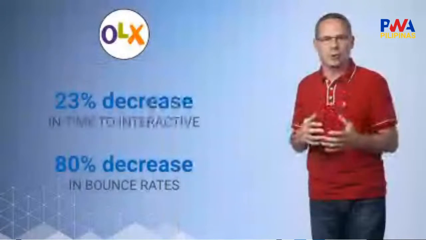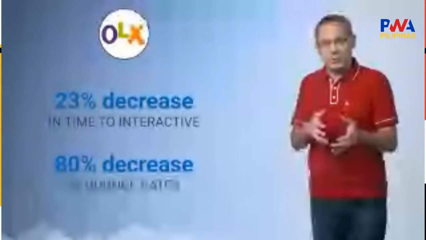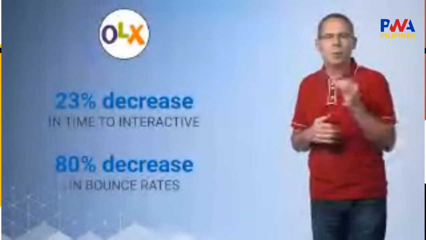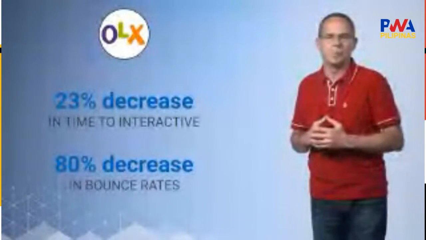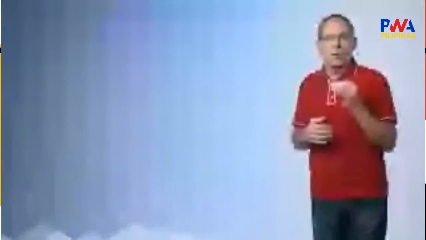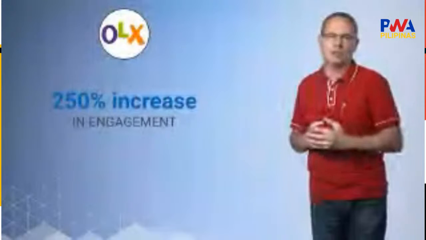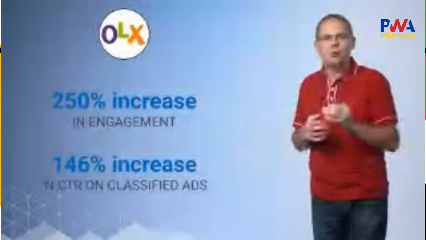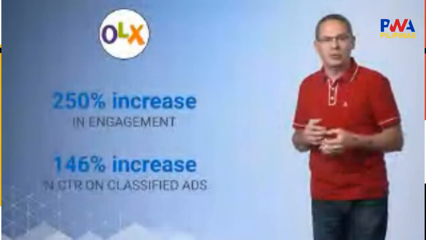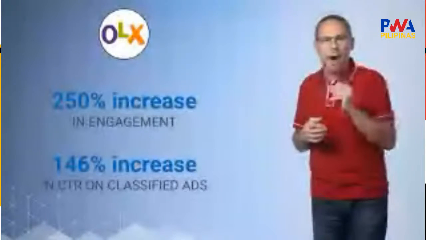After launching their progressive web app, the time until the page becomes interactive fell by 23%, with a corresponding 80% drop in bounce rates. OLX also wanted to re-engage mobile users just as they would on their mobile app. This meant taking advantage of capabilities like push notifications and add to home screen. These two updates increased engagement by 250%. Monetization also improved. With ads loading faster, the click-through rate has increased by 146%.